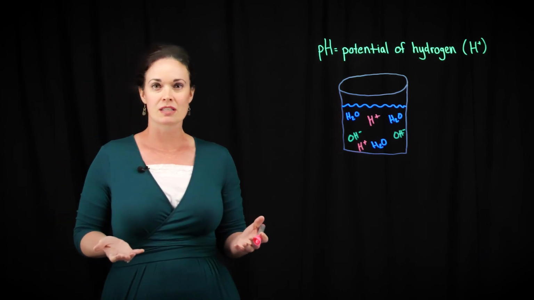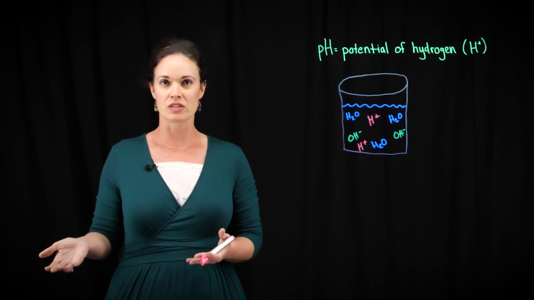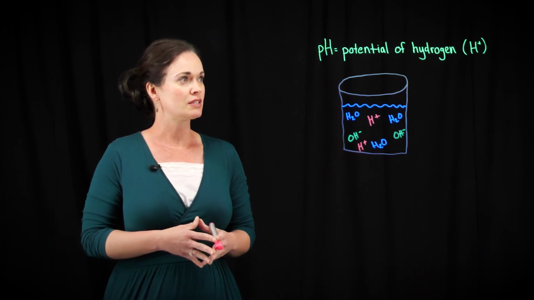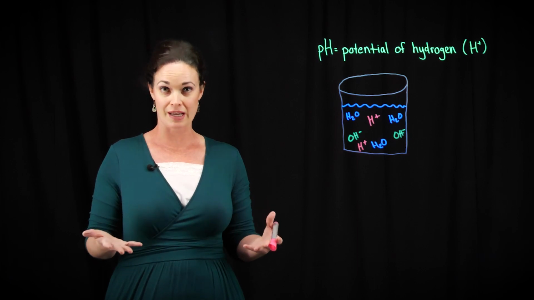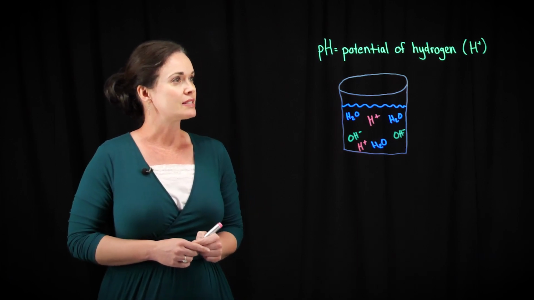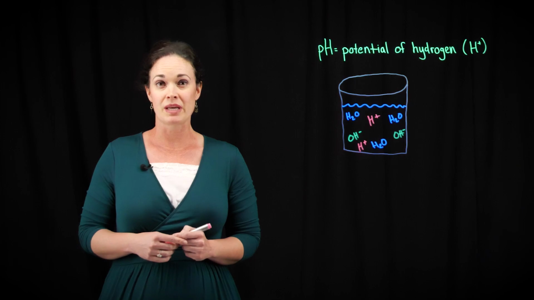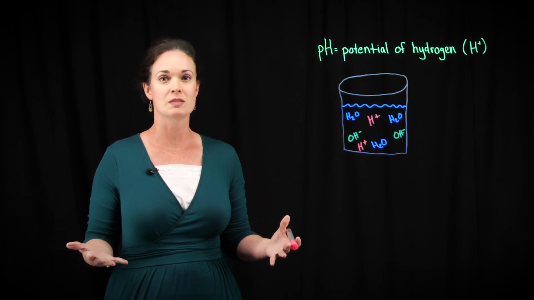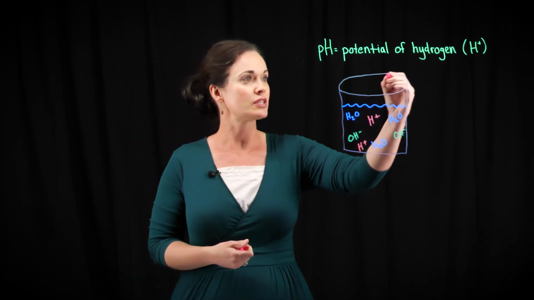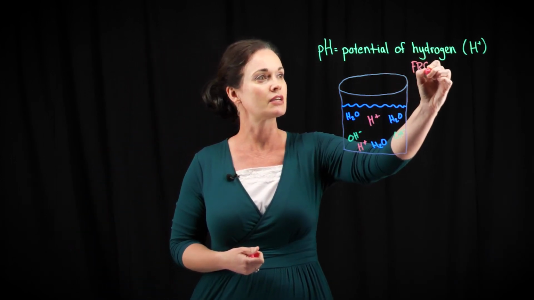So pH stands for potential of hydrogen, and hydrogen, of course, is that atom that most often exists as an ion, as a cation. And what we're measuring when we measure pH basically is how much hydrogen ion there is, and specifically how much free hydrogen.